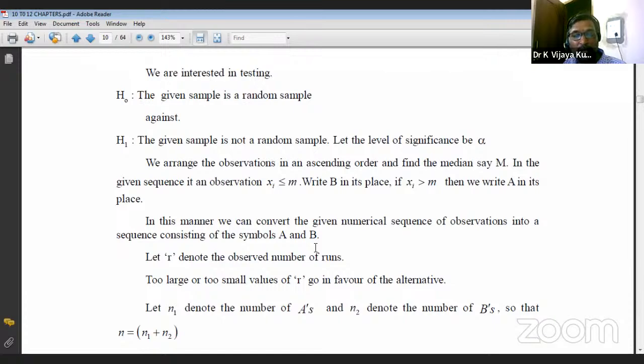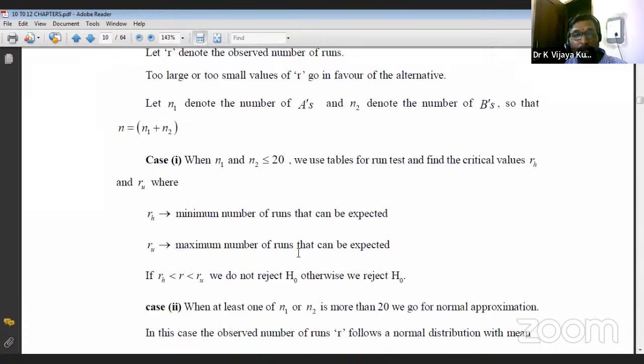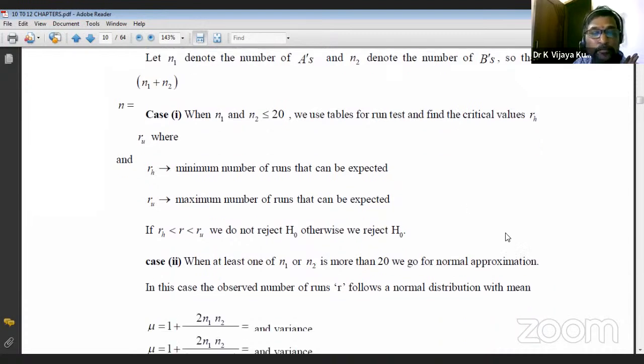Let n1 denote the number of a's and n2 denote the number of b's, so that n is equal to n1 plus n2. When n1 and n2 are less than or equal to 20, use the tables for the run test and find the critical values Rl and Ru, the minimum and maximum number of runs that can be expected. So if Rl is less than R and R is less than Ru, we do not reject H0. Otherwise, we reject.